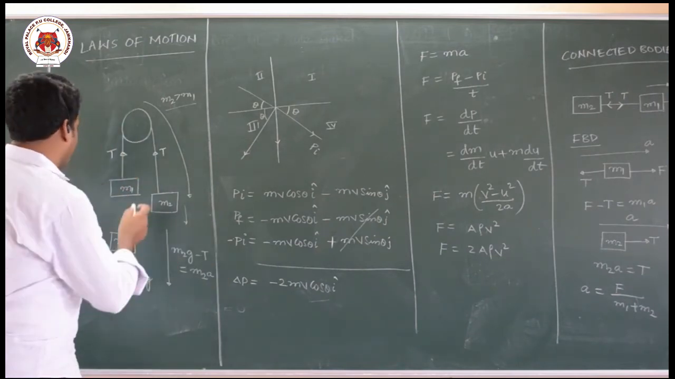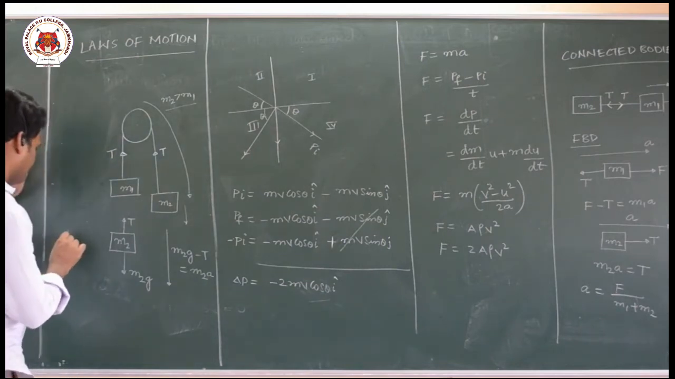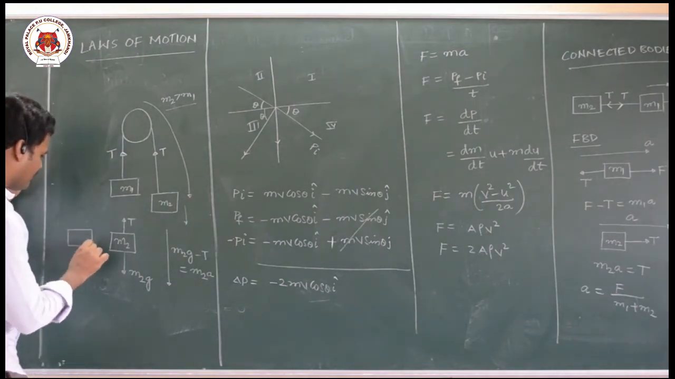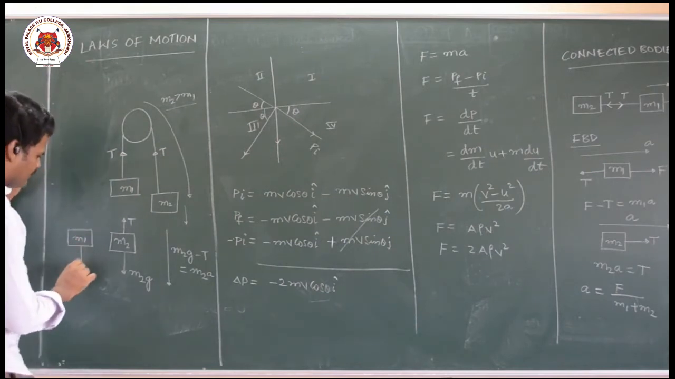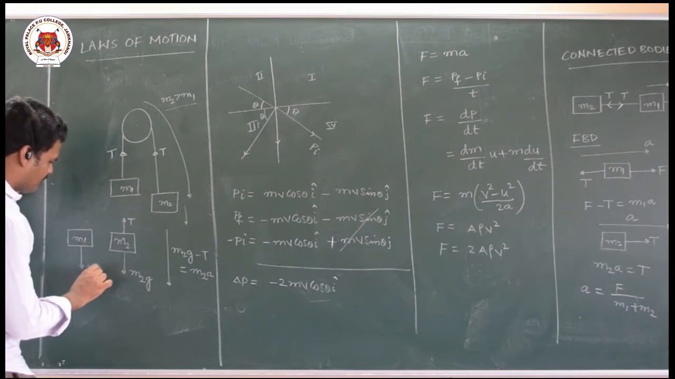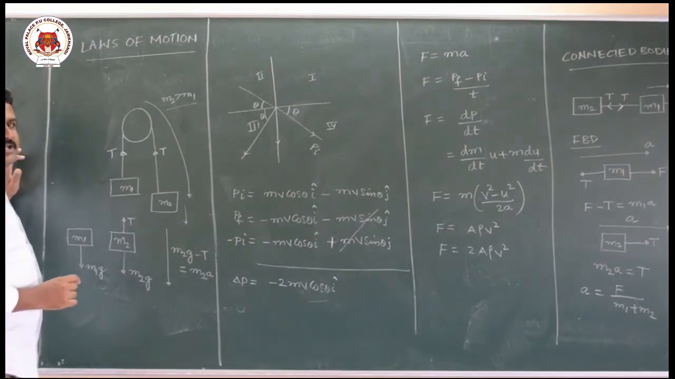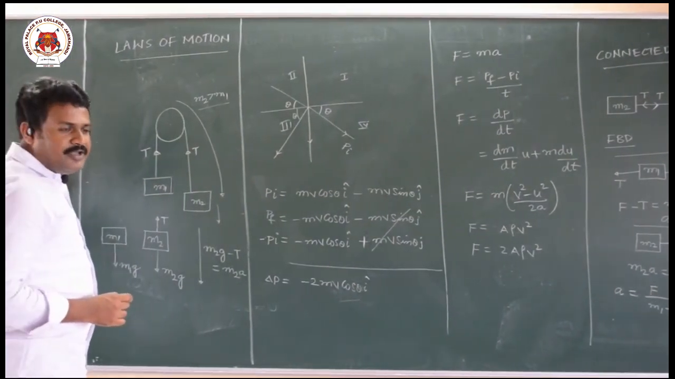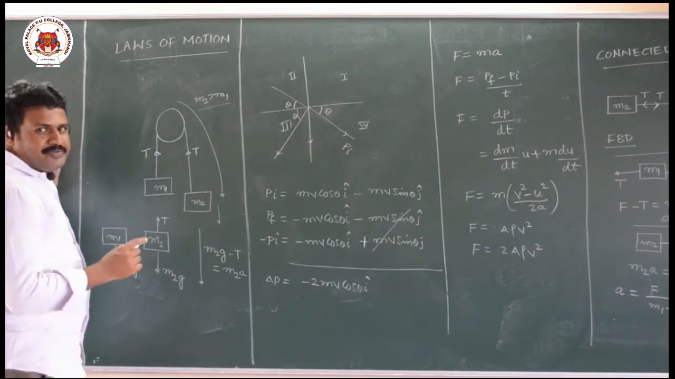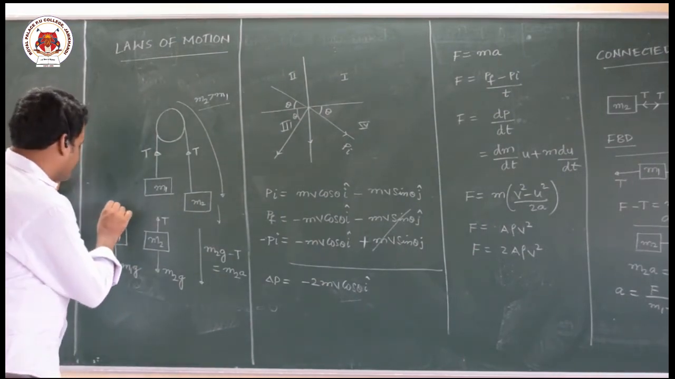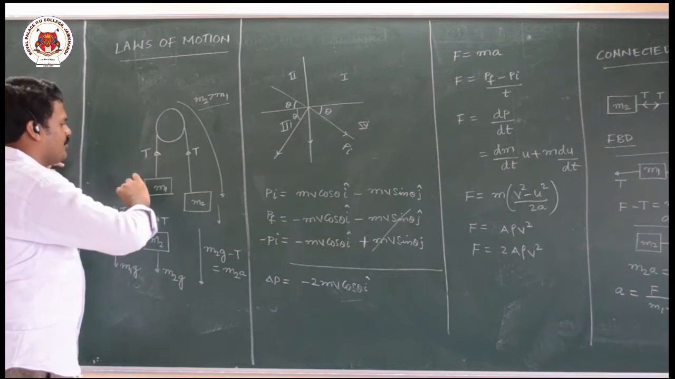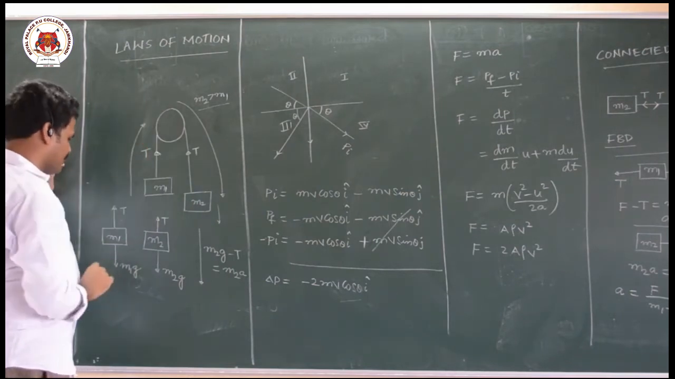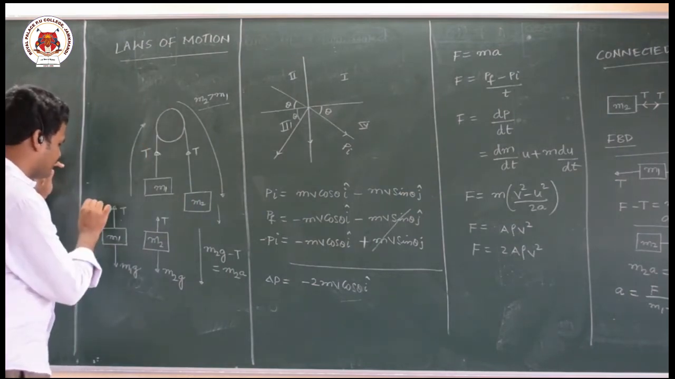Now you draw the free body diagram for m1, and let's observe what happens here. For m1, also m1g will act down, because earth always attracts every body on its surface towards its center. Now this is tension. Now let us see what happens here. According to my condition, m2 moves down, m1 should move upwards. So this is the direction of acceleration.